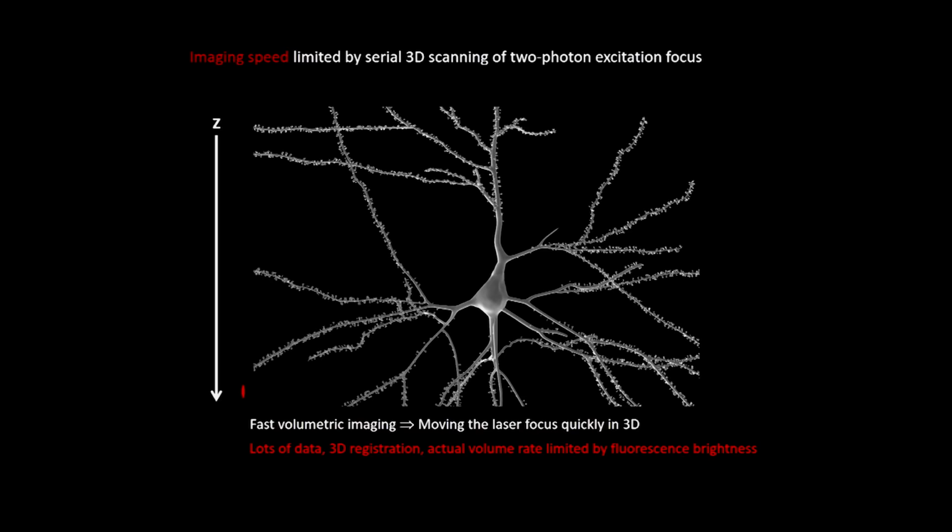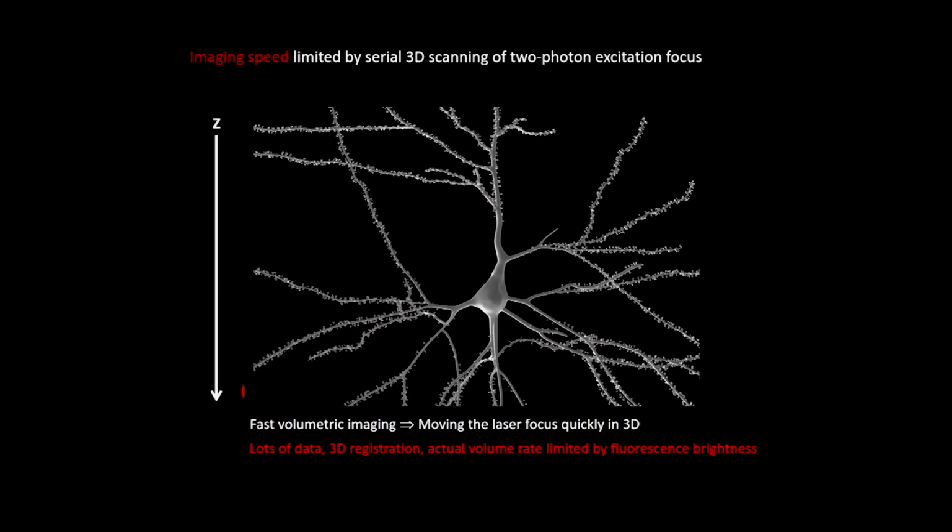And finally, the actual volume rate is still limited by the brightness of the fluorescent molecule. Even if you can move the laser focus very rapidly, the focus is still required to stay at each individual position for long enough time for you to gather enough photons to see the structure. So when we were confronted with this problem, we asked ourselves this question: is this traditional approach of scanning this focus in 3D absolutely necessary?